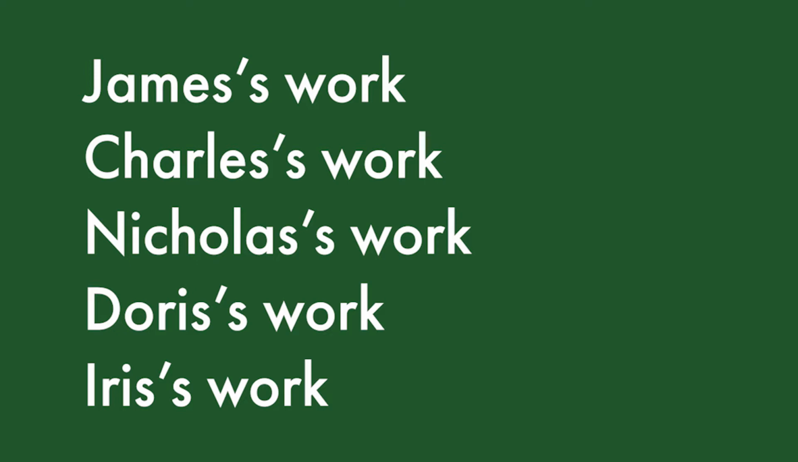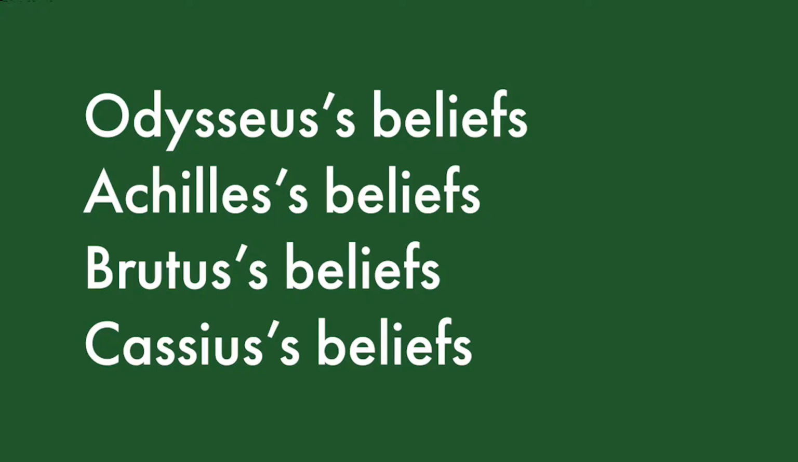James's work, Charles's work, Nicholas's work, Doris's work, or Iris's work. But it gets trickier with ancient names, because some style guides say that you should keep doing the same thing. Odysseus's beliefs, Achilles's beliefs, Brutus's beliefs, Cassius's beliefs. Others, however, say that you should just add the apostrophe. I am in the apostrophe S camp because I find it more consistent. I like consistency. Standard English grammar is complicated enough without adding more exceptions.